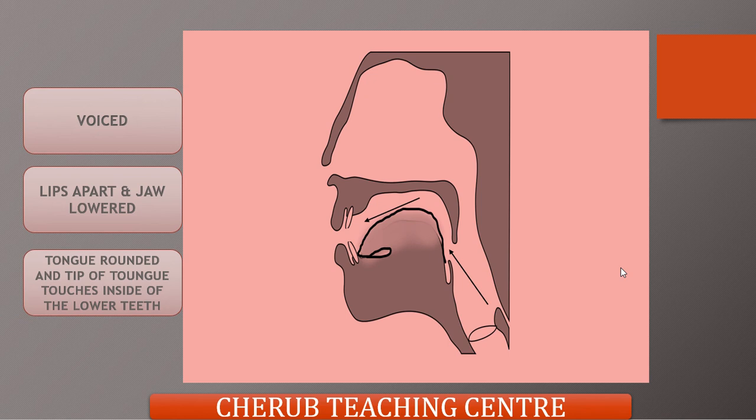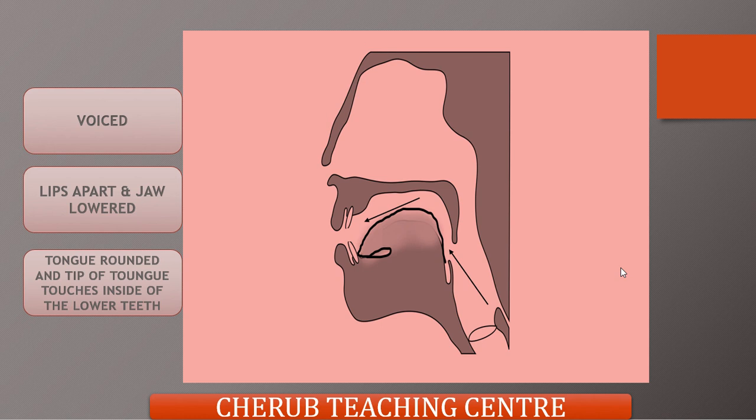Since I'm taking you through the short A letter pronunciation, it's a voiced letter. That means once I make you practice on this letter today, your vocal cords are going to vibrate. And for the correct positioning of the mouth, you need to ensure that your lips are apart, the jaw is lowered, that means the lower jaw goes down, the tongue is in a rounded position, and the tip of the tongue touches the inside of the bottom teeth, the lower teeth that I'm talking about.